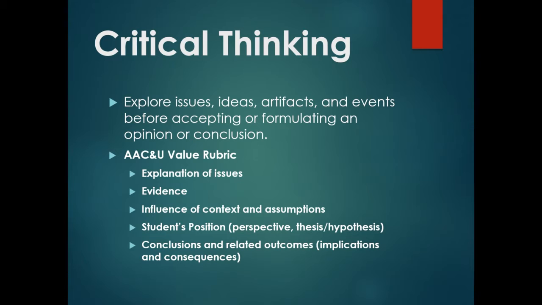The specific areas that the American Association of Colleges and Universities VALUE Rubric allows us to assess critical thinking on are the explanation of issues, evidence, the influence of context and assumptions, students' positions, and conclusions and related outcomes. Let me go over how we did this assessment. I don't have the specific numbers in front of me in this presentation, but I could get those if anyone is interested.